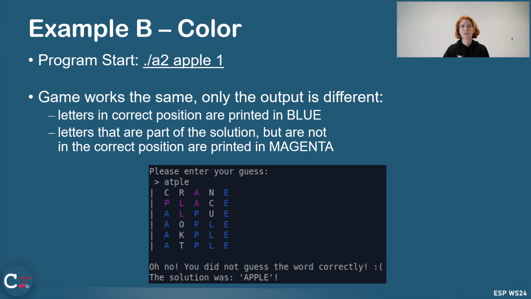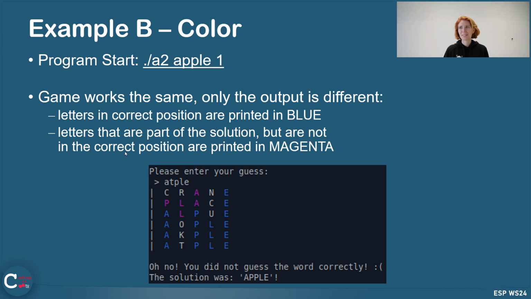But let's look at another example. If I activate the color output at program start, so here you can see the second parameter is 1, which means the color output is activated. The game works completely the same, only the output is different. Now letters in the correct position are printed in blue, and letters that are part of the solution but are not in the correct position are printed in magenta.